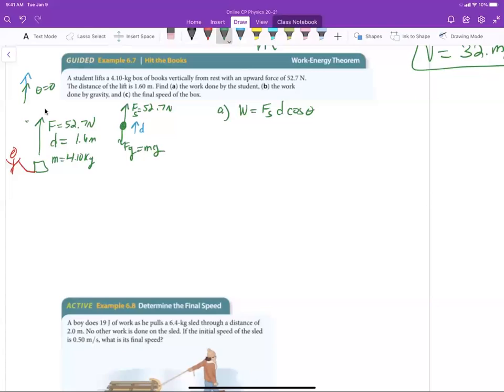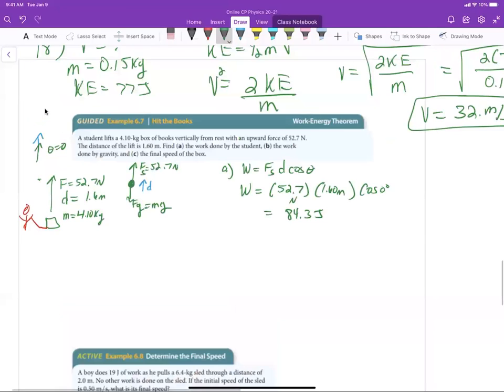vectors. And so work done by the student is equal to the force that the student put on the book times the distance in meters, which was 1.60 meters. This is in newtons, times cosine of 0 degrees, which is 1, by the way. And that is equal to the work done, 84.3, we'll call it joules, if I plug that in properly.